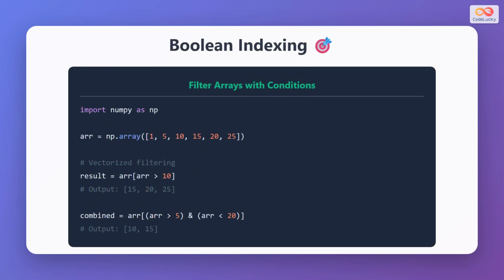Boolean indexing is a powerful vectorized technique for filtering arrays. You can extract elements that meet certain conditions without writing loops. For example, to get all values greater than 10, you simply use the condition inside square brackets. To combine multiple conditions, use the ampersand operator for and the pipe operator for or. This returns only elements that satisfy your criteria, all in a single vectorized operation.